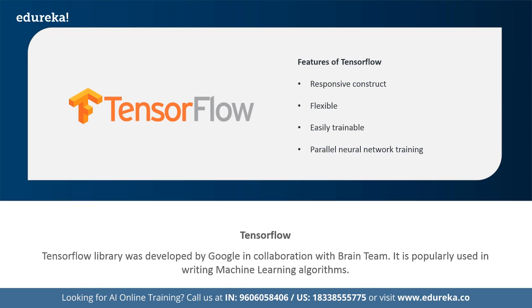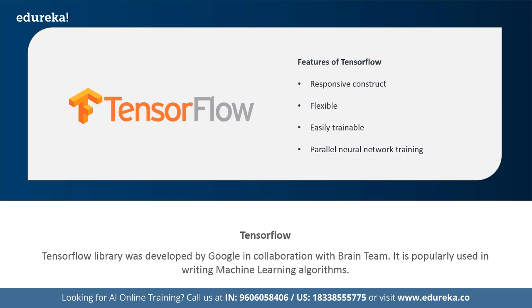Next is easily trainable. If you train a deep learning network on a CPU, you can easily move it to a GPU as well, where CPU is the central processing unit and GPU is the graphical processing unit. Nowadays, we also have TPUs, which are tensor processing units, offered by NVIDIA. Actually, TensorFlow is a bit slower compared to other deep learning libraries like Keras and Theano. But when it is used on a GPU along with parallel processing, TensorFlow is much faster compared to other deep learning libraries.